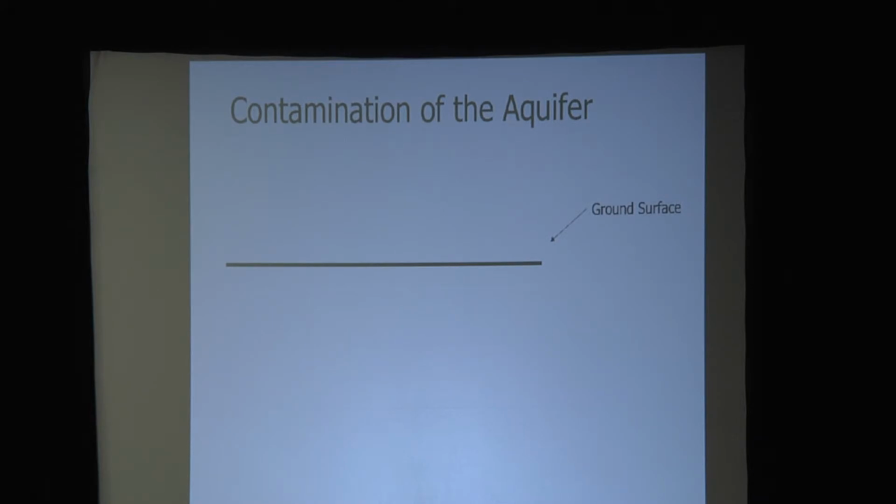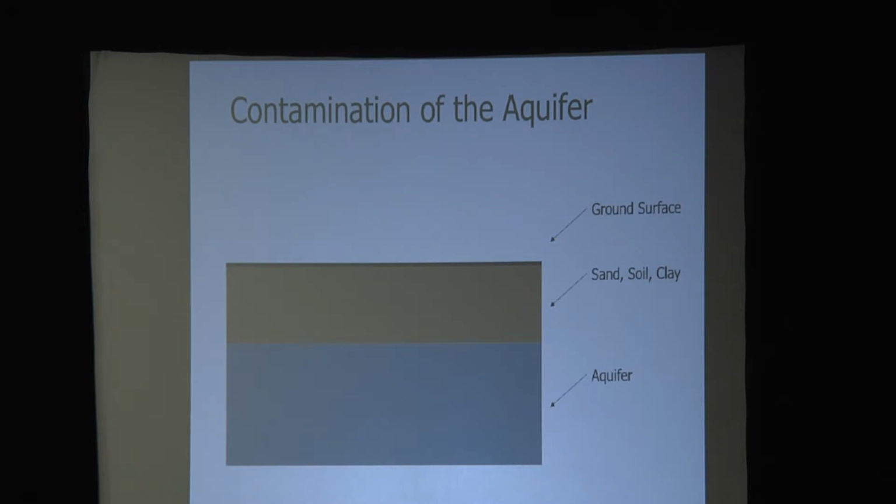We start out with the ground surface that you see there in black, and then we have the typical underlying soil, sand, clay, whatever have you, and then we have an aquifer underneath that. You all should be somewhat familiar. It's the same sort of hydrology we have here in Florida and in most of the tropical regions of the world.